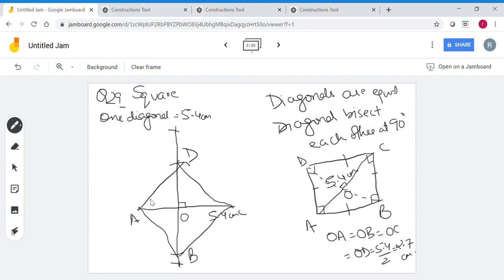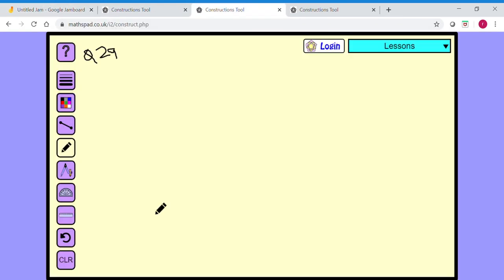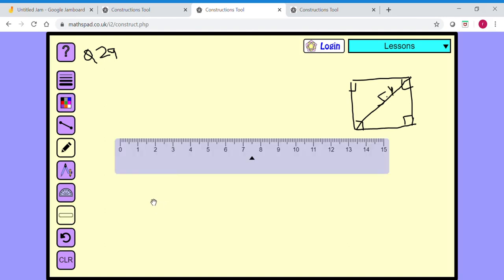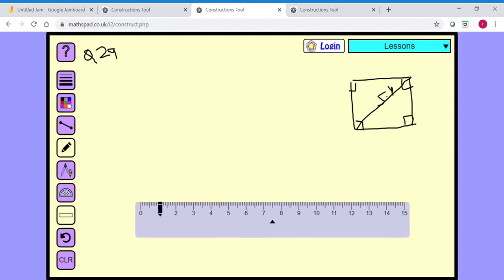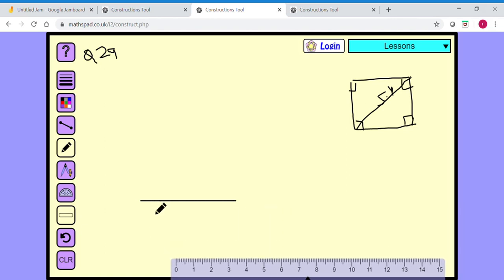Now that we've done the basic idea, let's draw the square. Rough diagram for here. Right, this is 5.4. So let me start by constructing the diagonal of length 5.4. So this is my length of diagonal 5.4. This is diagonal AC.